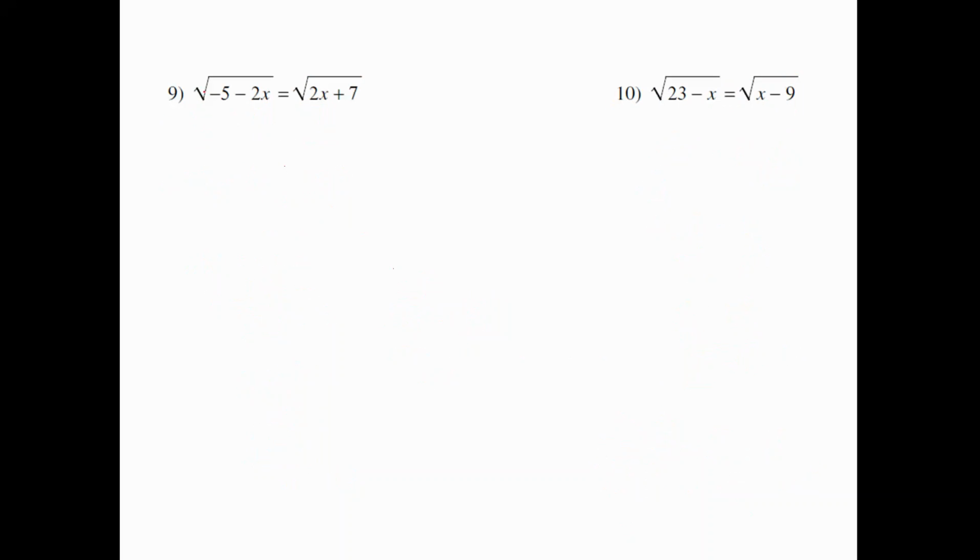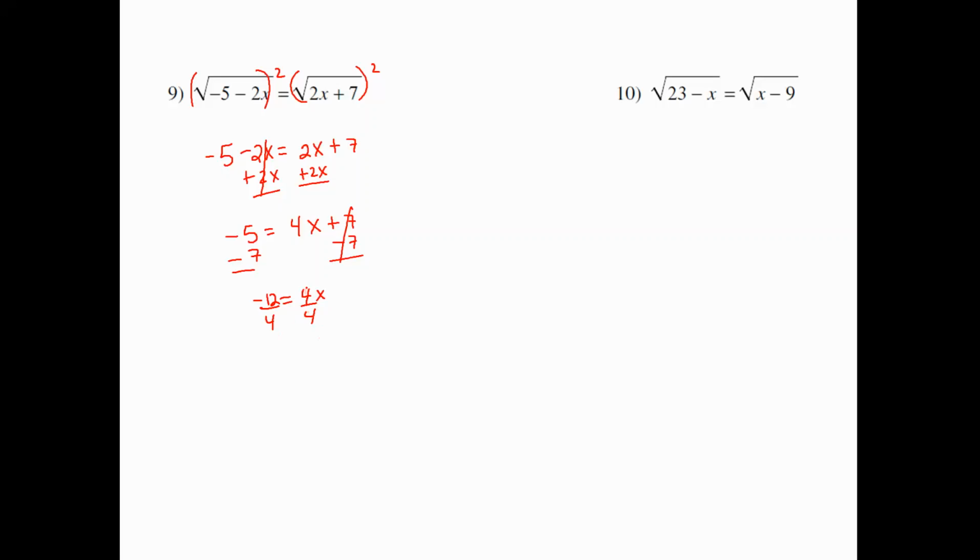Next page. Square root on both sides, so we can go ahead and square. So we only keep the inside. We're going to add 2x to both sides. 2 and 2 is 4. Bring down the 7. Now I'm solving for x. I'm going to get rid of the 7. So I have 4x equals negative 12. So divide both sides by 4. I get x equals negative 3. And I have to do a check.